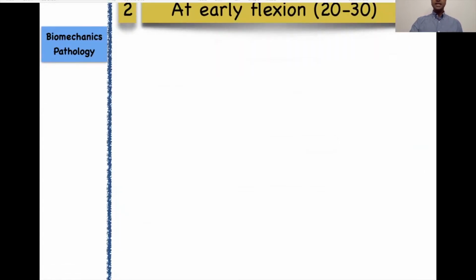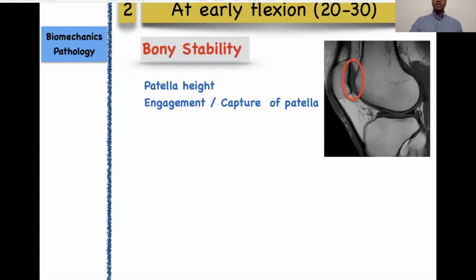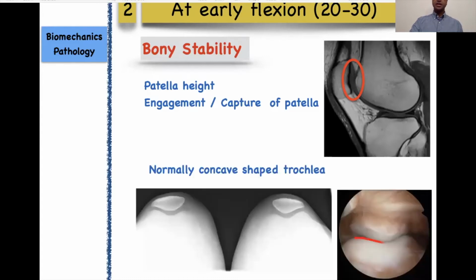Now, as the knee is going into 20 to 30 degrees of flexion, the stability is provided by bony stability. And there are two important things to consider. One is that the patella should be at appropriate height so that it is engaged or captured in a normally concave shaped trochlea. So two things are important: normal shape of the trochlea and patella at appropriate height to be engaged into that normal trochlea.